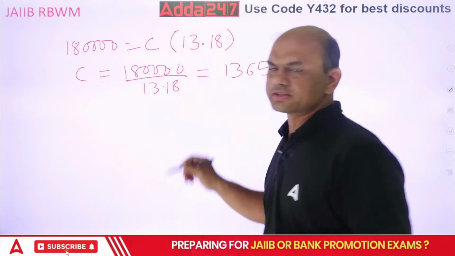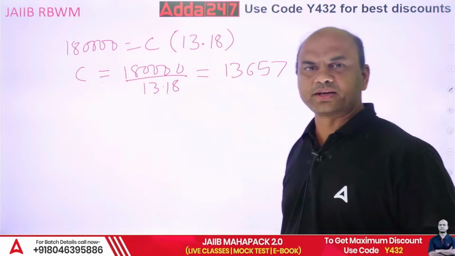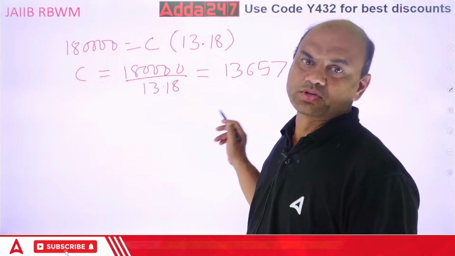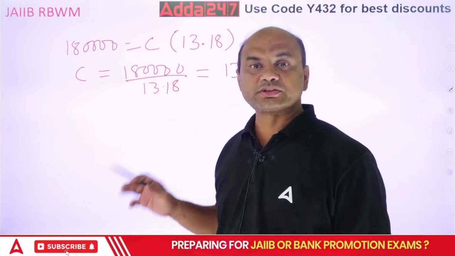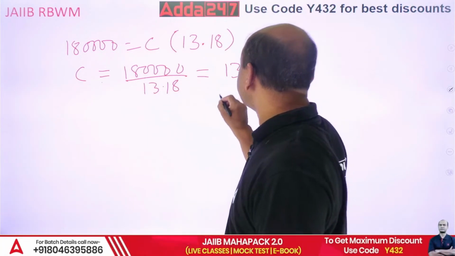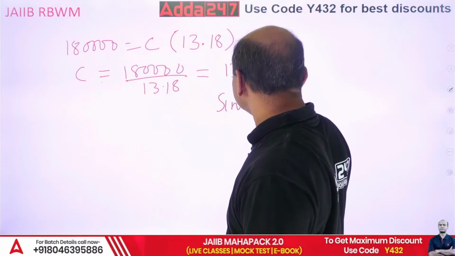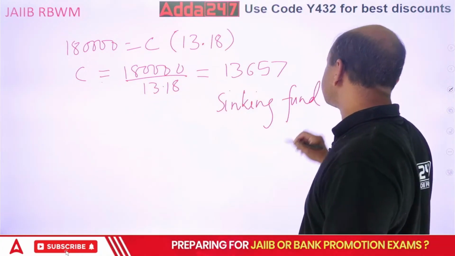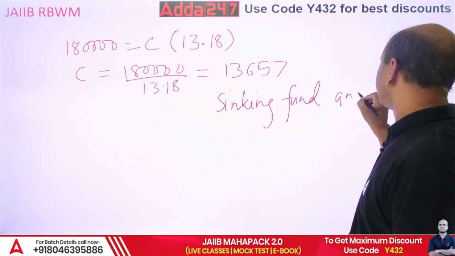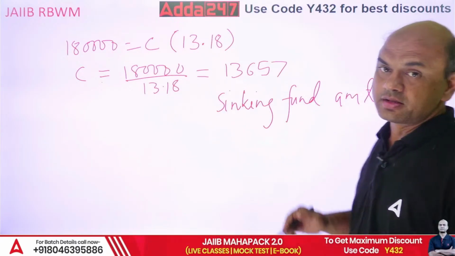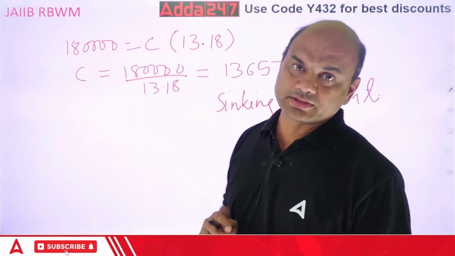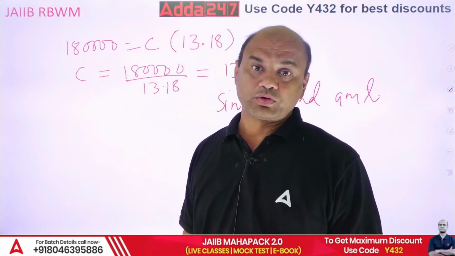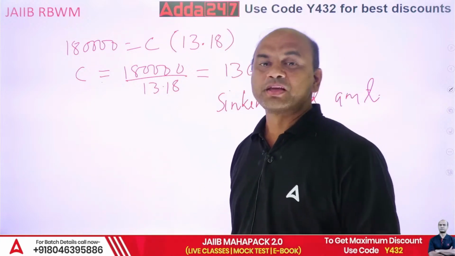13,657. This case study comes in the exam. So this is your sinking fund amount which you have to keep, so that at the end of the period you should be able to replace the machinery. This sinking fund and depreciation, definitely these questions are there in the exam. RBWM, they are specifically there. Don't miss this.